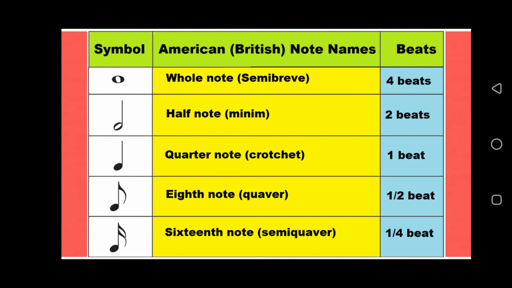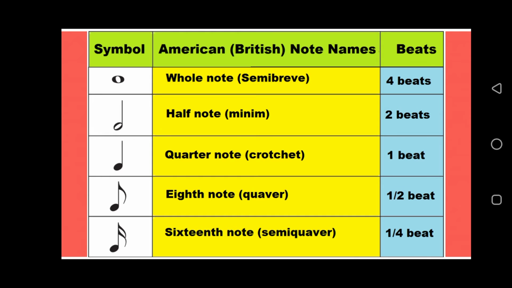Okay, we have it in British name and also in American. So we have the symbol, American, then the British, they are the ones in the open close brackets. Then we have the beats. All right, so we have the first one there. We have it as whole note, which in British is called semibreve, and this one has 4 counts.